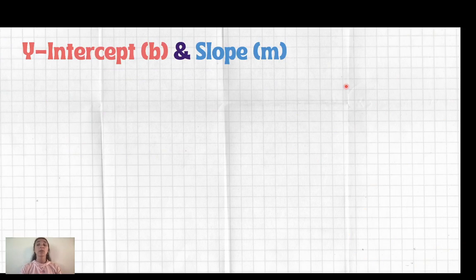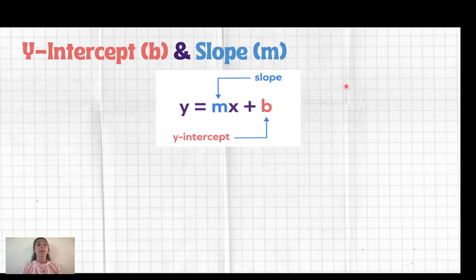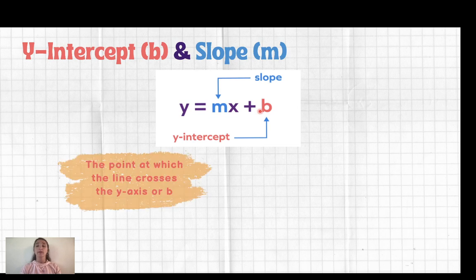Recall that the slope-intercept form of a line is a line in the form where y equals mx plus b. In blue, the slope is given as m. In red, we have b, or what we refer to as our y-intercept. The y-intercept is the point at which the line crosses the y-axis, denoted as the letter b. We also can write this as an ordered pair, (0, y).